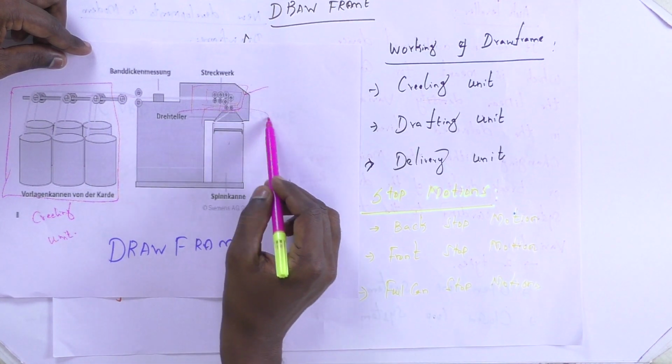Then the delivery unit. The collar and trumpet area is the delivery unit. Here the drafted 8 slivers are combined together. There is a web-like appearance, and by using a suitable coiling arrangement, the coil effect is created, and then it is deposited in the can. In the drafting unit we also have a stop motion.